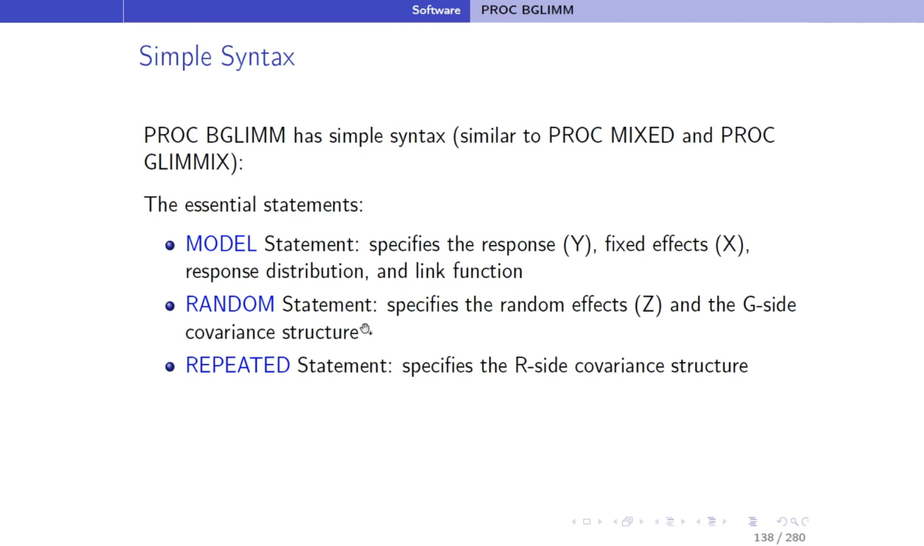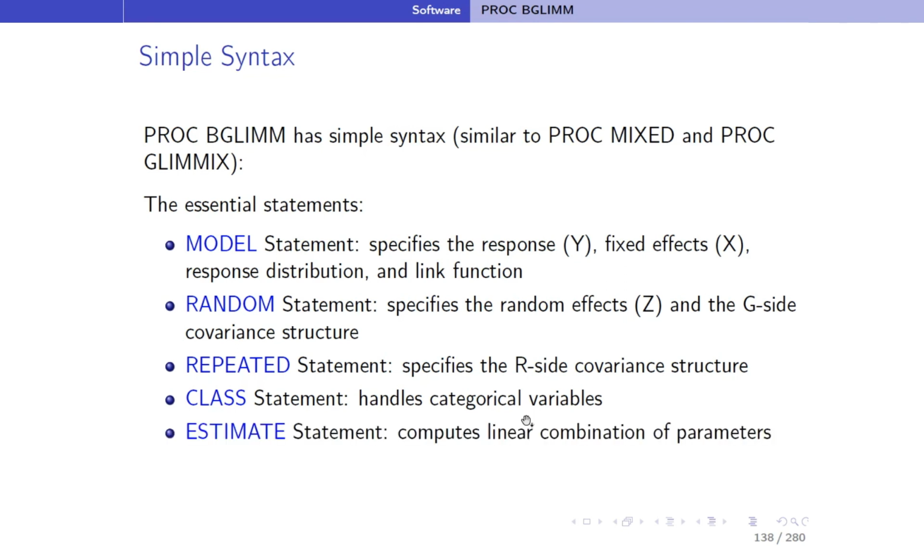In the random statement, you add the random effects Z, and you specify what type of G-side covariance matrix, and maybe the prior. Then if you have repeated measurements, you specify the R-side covariance structure in the repeated statement. You have a class statement to handle categorical variables, and an estimate statement to compute a linear combination of parameters after the fact.